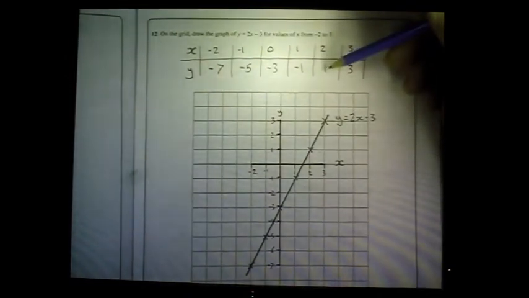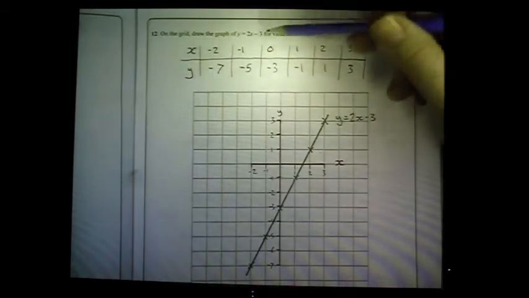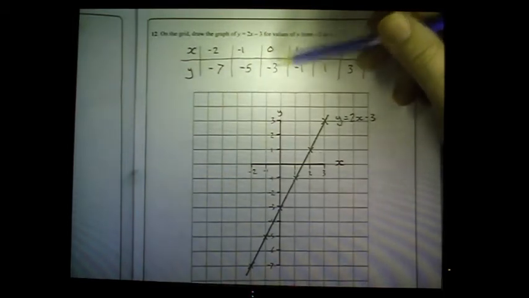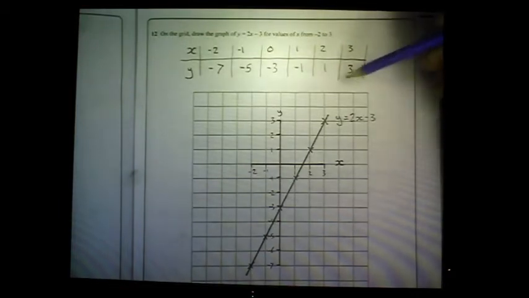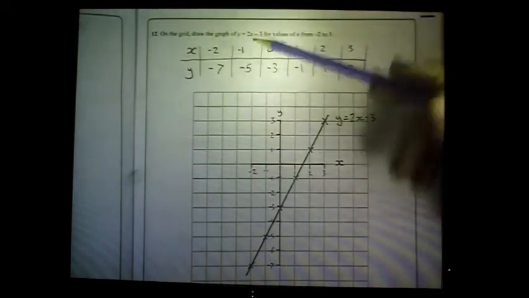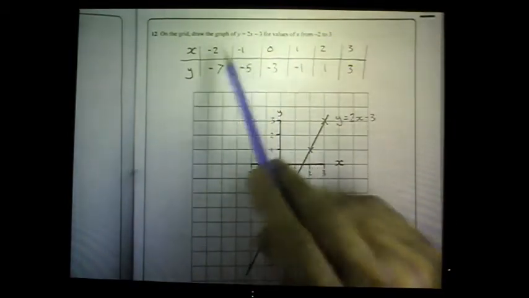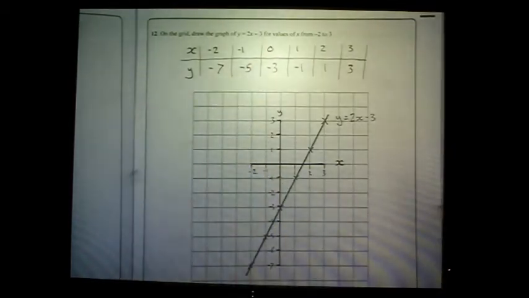Next one, 2 3s are 6, I'll tell a lie, 2 2s are 4, take away 3 gives you the 1, 2 times 1 is 2, take away the 3 gives you the minus 1, 2 lots of 0 is obviously 0, take away 3 gives you minus 3. You should be able to spot by now, if you haven't already, that it's going down in 2s, so I just kept on going down in 2s. If you wanted to work this out, you can, because 2 lots of minus 2 is minus 4, minus 4 take away 3 is minus 7.